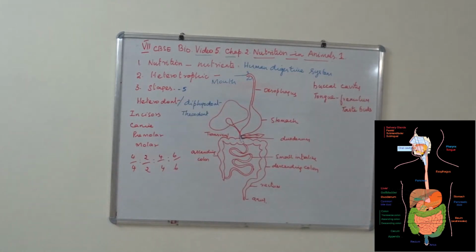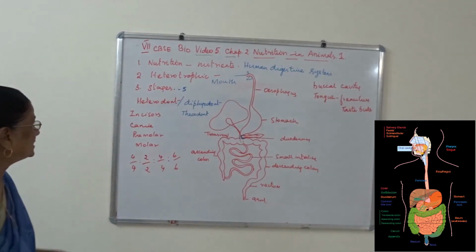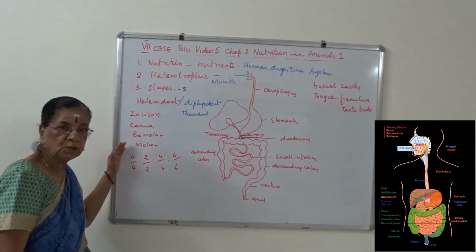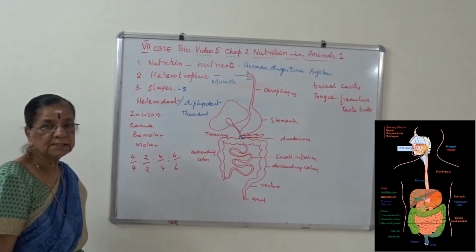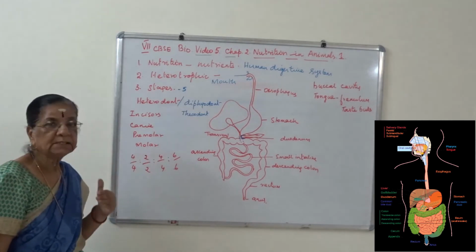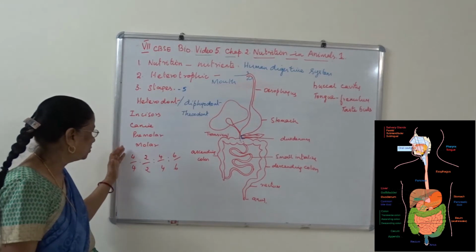Incisors, canine, molars and premolars. I repeat, incisors, canine, premolar and molar. Are you clear? Now these incisors, canine, premolar and molar are the thecodont condition in upper and lower jaw. I hope you follow. So there are 4 incisors.